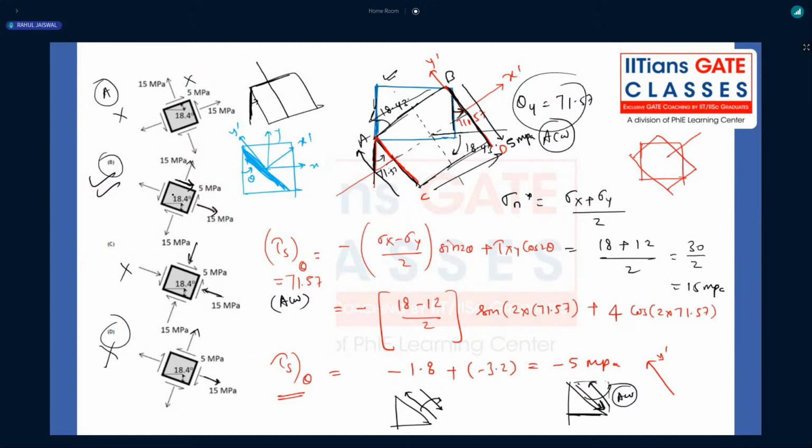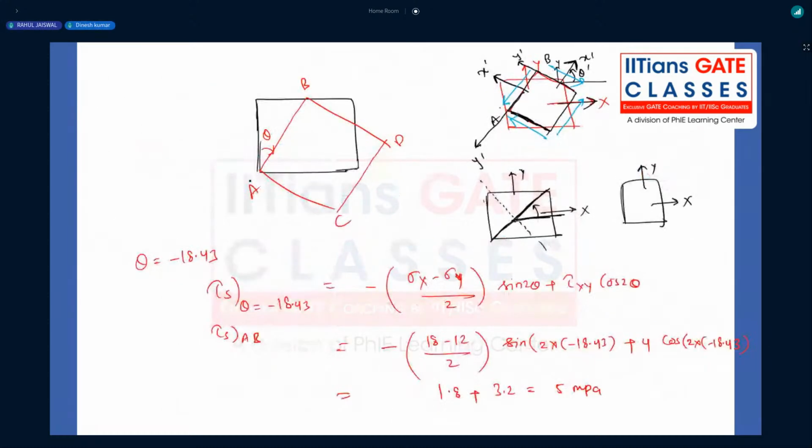Tell me, guys. All of you are getting my point? Now you verify for AB also. I have given the example for two things. You verify for AB also.